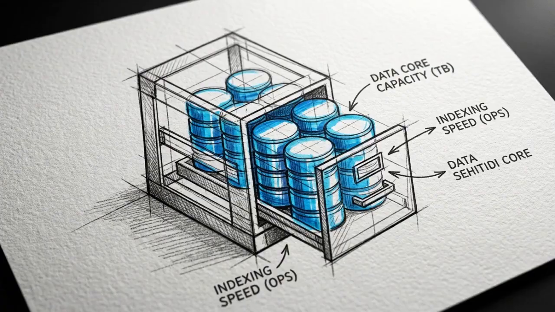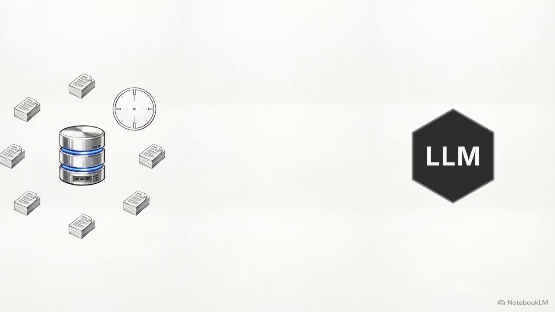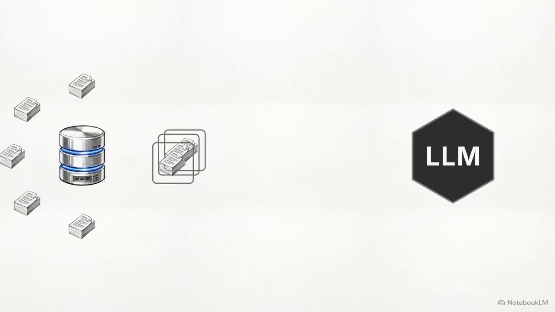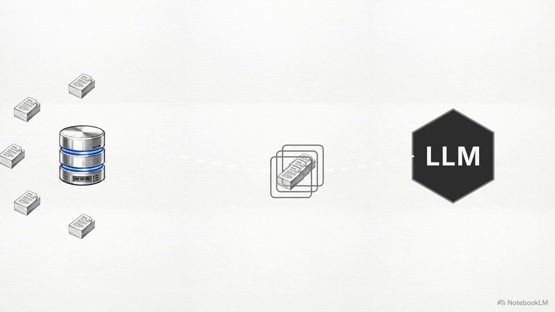The standard industry solution for querying large document datasets is retrieval augmented generation, or RAG. In a typical RAG pipeline, the system searches a vector database to find relevant text chunks at the exact moment a trade is evaluated, feeding those chunks to the LLM to ground its decision.